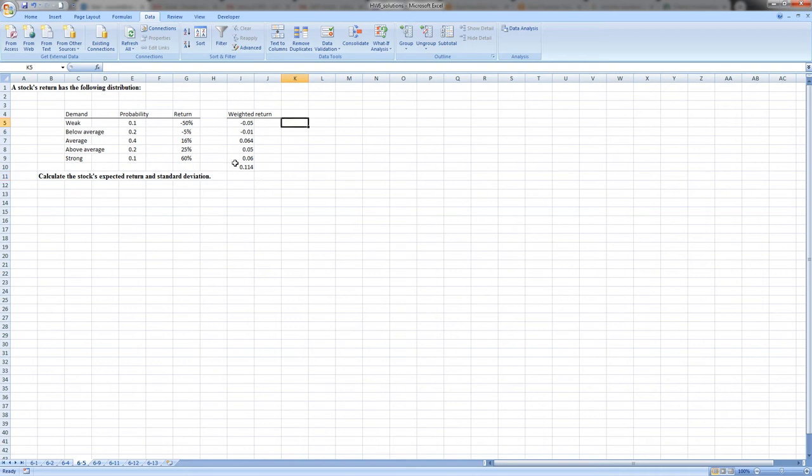So now what we need to do is differ this expected outcome from each of the returns, square that difference, and then we need to adjust for the probability of each of those outcomes. So what we first do is subtract each return from the average. And we're going to square that difference. And then lastly, we're going to multiply by the probability of that state.